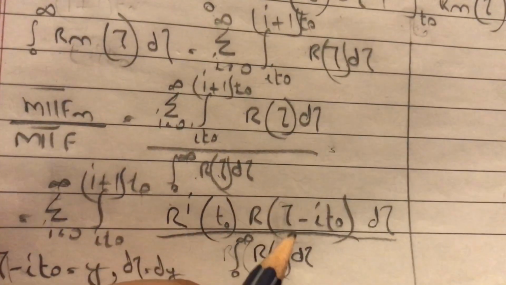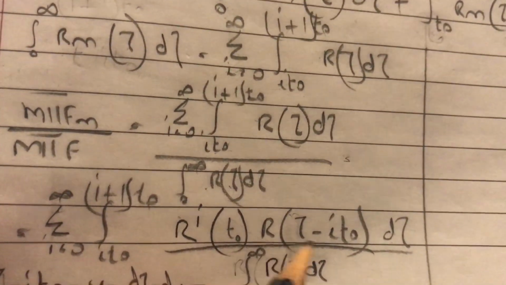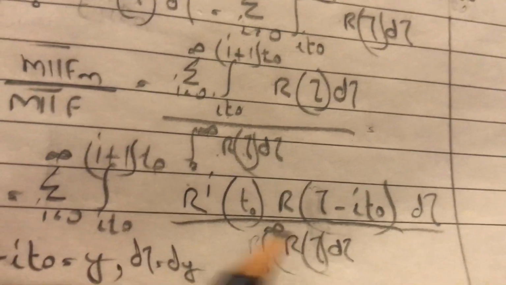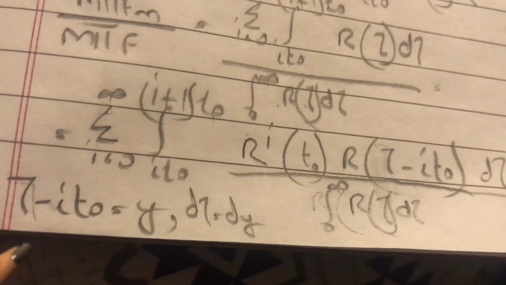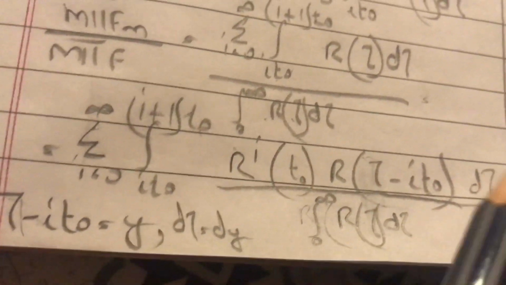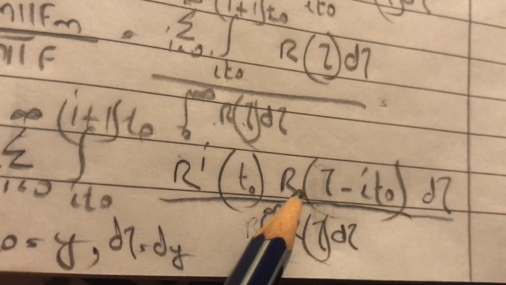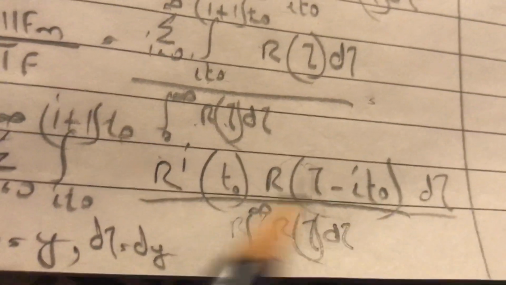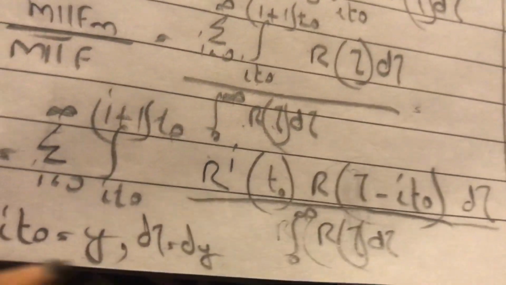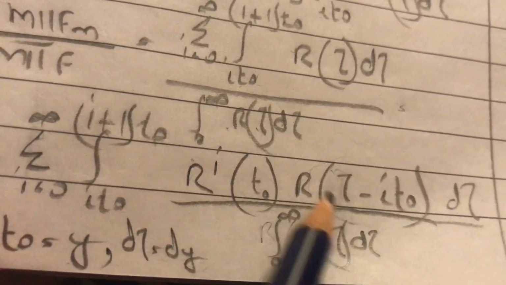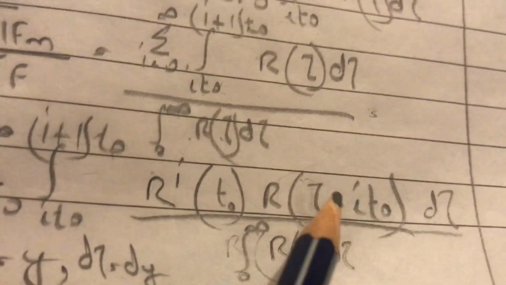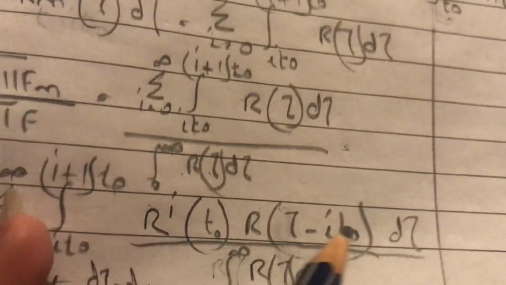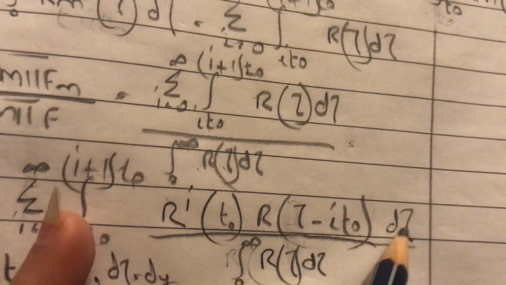We are integrating with respect to tau, not t. So that's why we have replaced this t with tau, and the rest remains the same, and here they are both also. And now we say that this tau minus i t0 equals y. We consider this whole term in the bracket, tau minus i t0, equal to y. So obviously d tau would be dy. Just to make our calculation easier and simpler, we assume these terms equal to y.